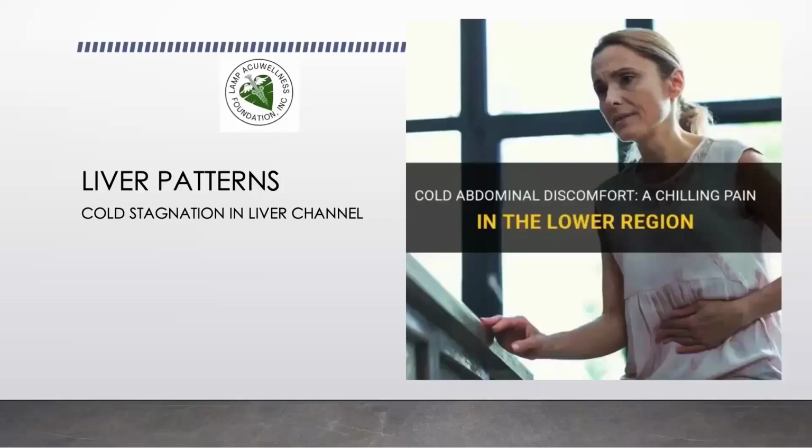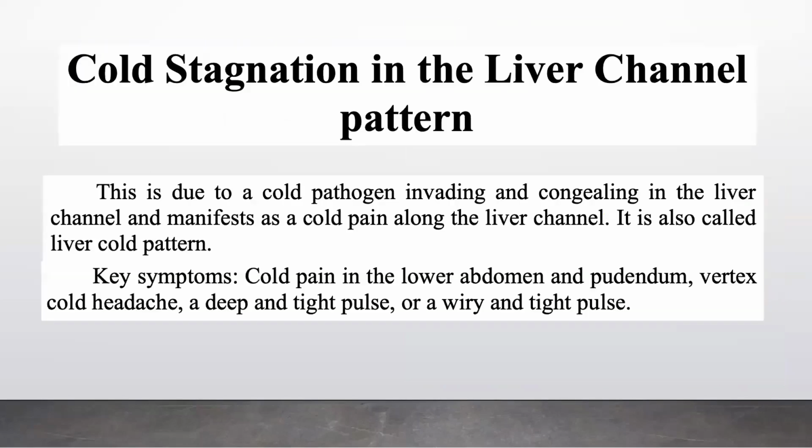Cold stagnation in liver channel. This is due to a cold pathogen invading and congealing in the liver channel and manifests as a cold pain along the liver channel. It is also called liver cold pattern. Key symptoms: cold pain in the lower abdomen and pudendum, vertex cold headache, a deep and tight pulse or a wiry and tight pulse.